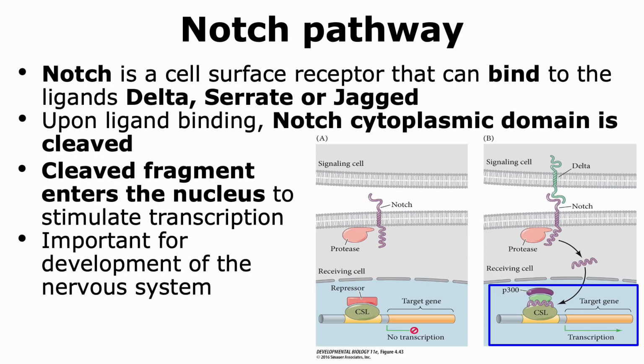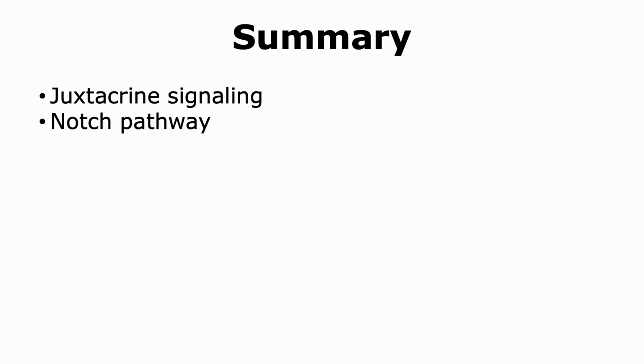Notch is known to be an important factor for the development of the nervous system and also plays roles in immune cell development. Thus, to summarize, we learned about the notch pathway and its role in juxtacrine signaling, as well as what is lateral inhibition.